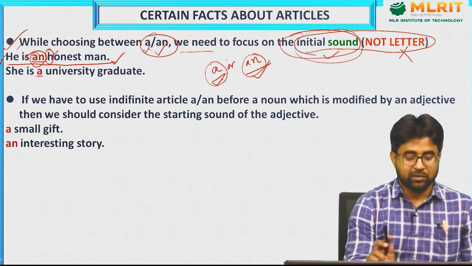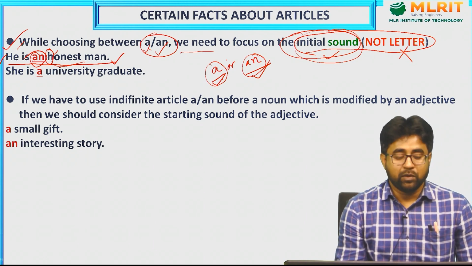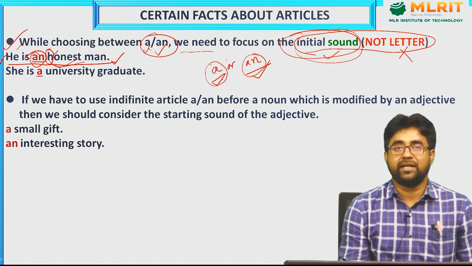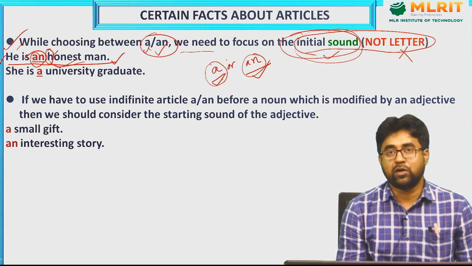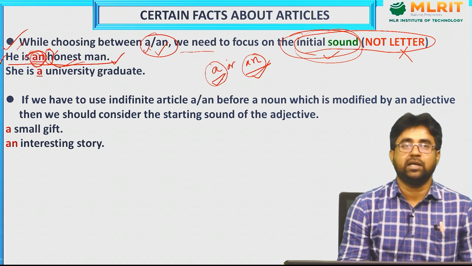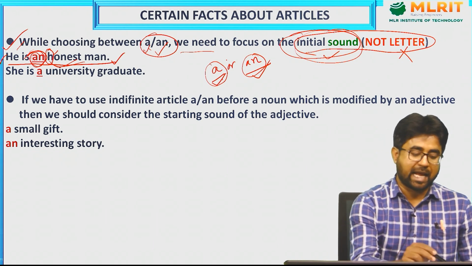So see the particular noun here, "honest". What is the initial sound when you are pronouncing the word "honest"? It's actually a vowel sound, the "o" sound, right? It's not "honest" with an h sound, it's "onest". And that's why we are supposed to use "an", because before a vowel sound we always use "an".